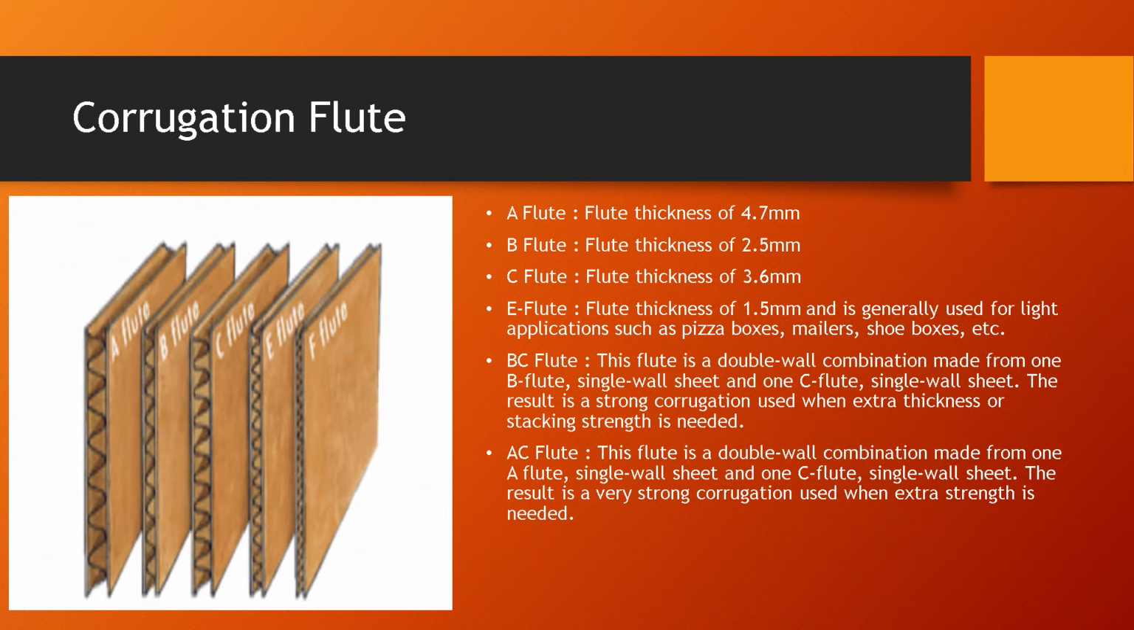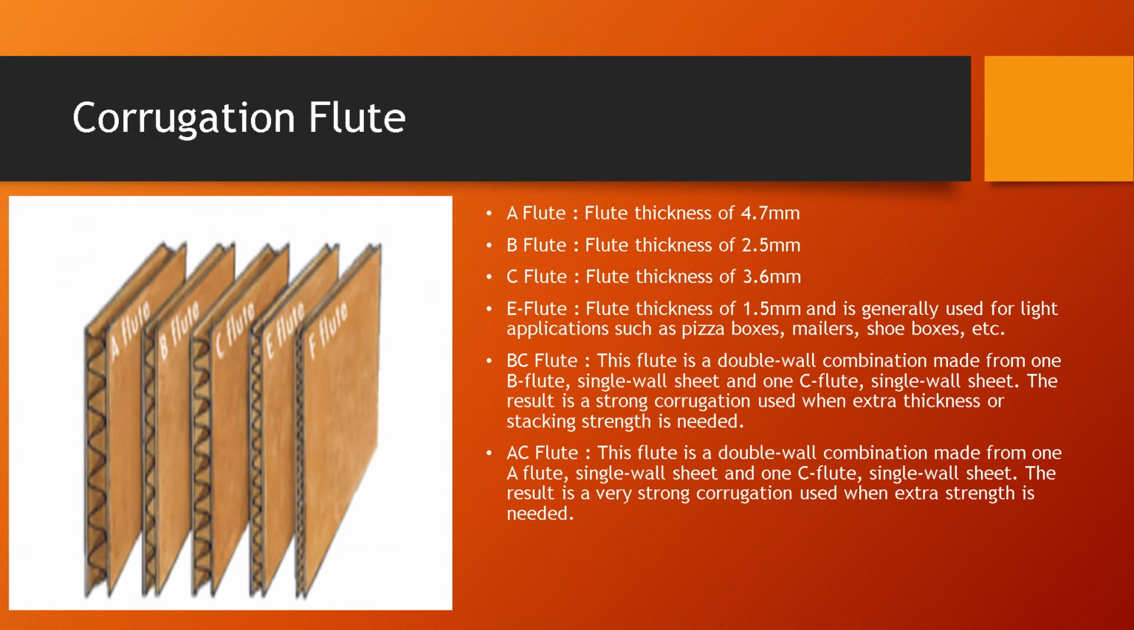For A flute, it has a thickness of 4.7 mm. B flute has a standard thickness of 2.5 mm. C flute has a thickness of 3.6 mm. E flute has a thickness of 1.5 mm and is generally used for light applications such as pizza boxes, mailers, shoe boxes, and etc. While the BC flute is the combination of the B flute and the C flute.